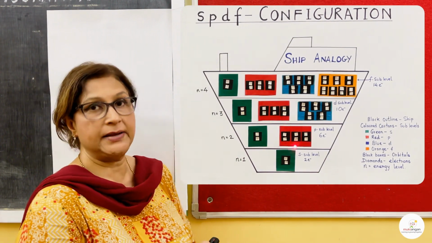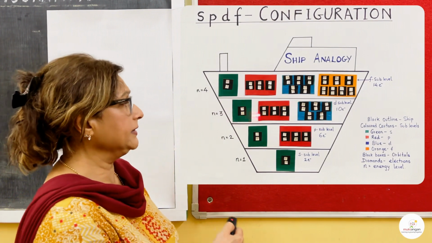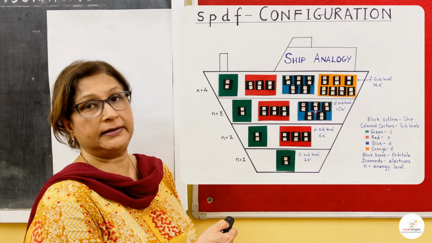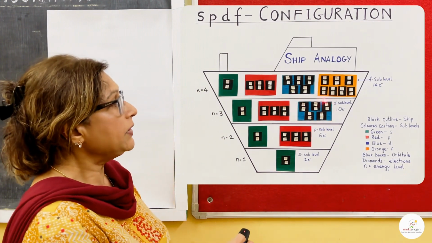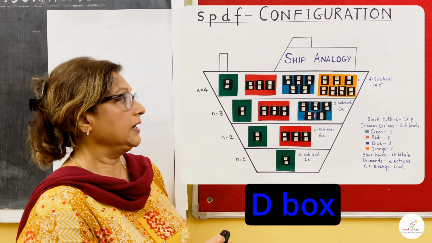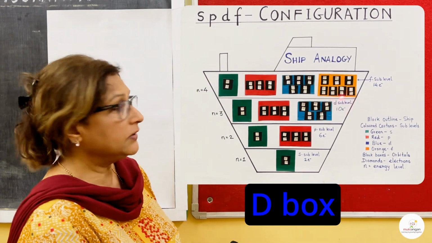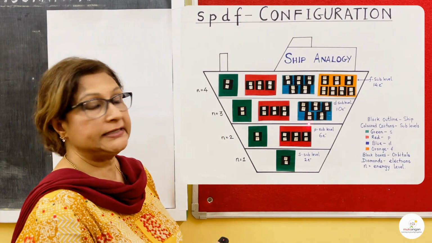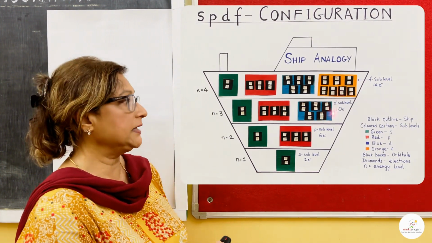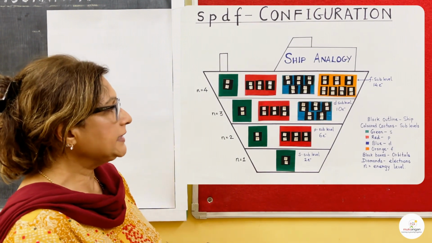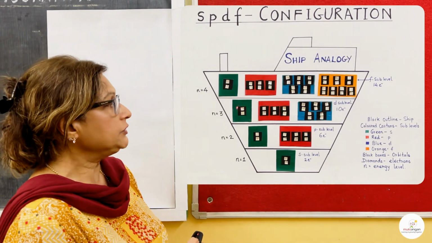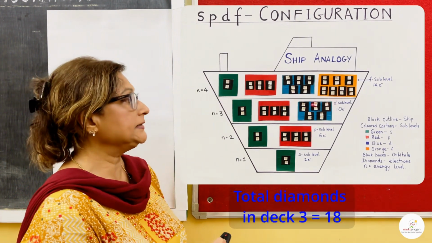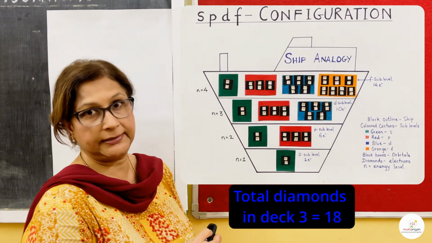of 6 diamonds. Now, what's special about deck number 3? Deck number 3 has another additional box in there. This is the blue box, and the name of this blue box is D box. D box has how many black boxes in there? 5 black boxes. These black boxes hold 2 diamonds each, there is a total of 10 diamonds. So 10 here in the blue box, 6 here in the red box, and 2 here in the green box. So a total of 18 diamonds can be stored in deck 3.